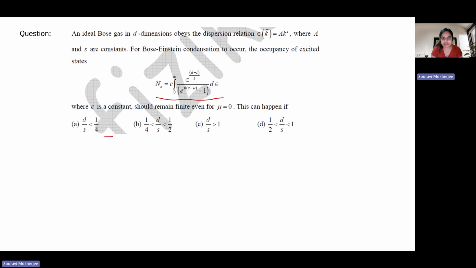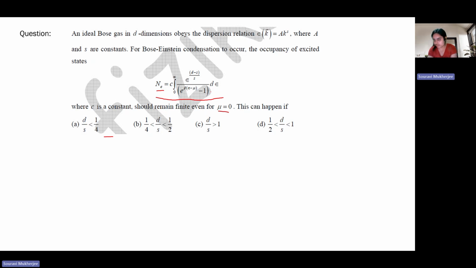And so for Bose-Einstein condensation to occur, this thing should remain finite even for mu equal to 0. Okay, because Ne should be defined, right? So it should be finite. It should be defined even when mu is equal to 0. Okay, so when can this happen? That's the question. Right. So this is your expression of the number of particles in the excited state. Here, if you put mu equal to 0, what would happen? It will be epsilon to the power (d minus s) by s, divided by e to the power beta epsilon minus 1, dE. And this should be defined.